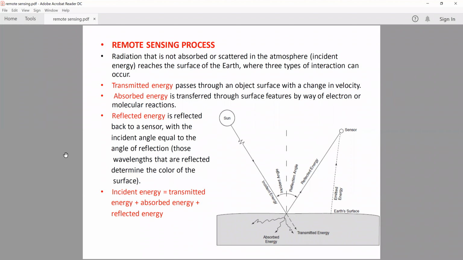जब transmit करेगी, so that would be at the same angle, or it will have a difference in velocity due to loss in energy. तो जो आपकी incident energy है, that gets transformed into transmitted energy plus absorbed energy plus reflected energy. And then again, जो absorbed energy है, that is reflected back in very little quantity in the form of emitted energy that can again be sensed by the sensor.